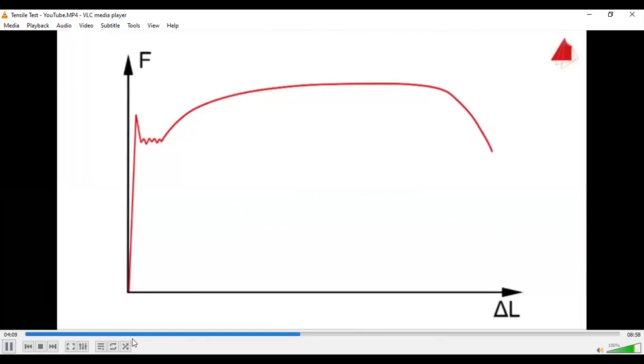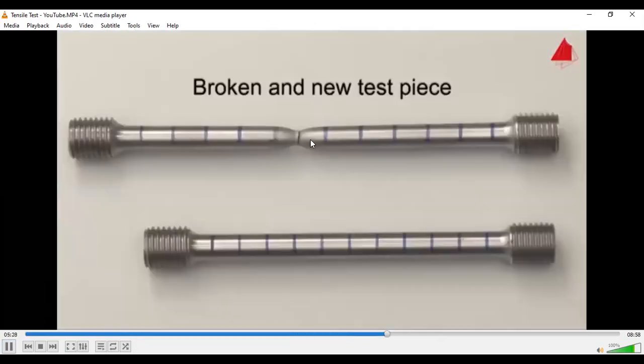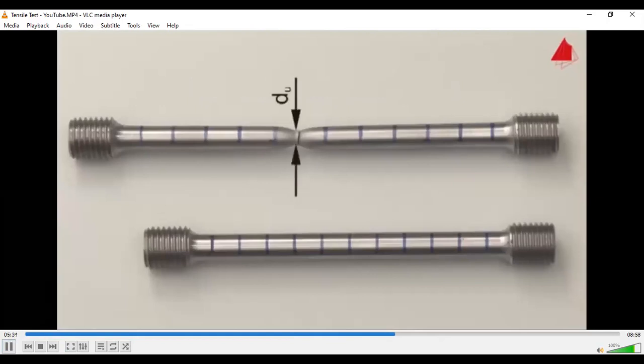In the recorded force elongation diagram, please note, look at this one. Percentage elongation after fracture depends on the length to diameter ratio. By measuring the smallest diameter at the point of fracture, the percentage reduction of area can be calculated. It describes the reduction of cross-sectional area at the point of fracture in relation to the original cross-sectional area.